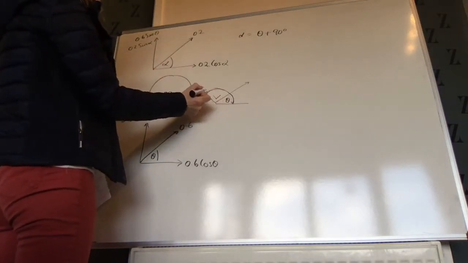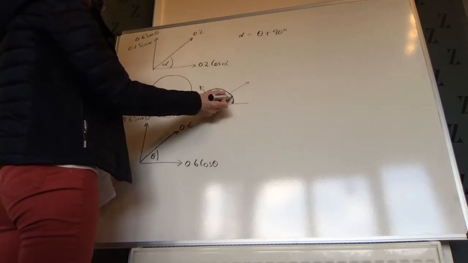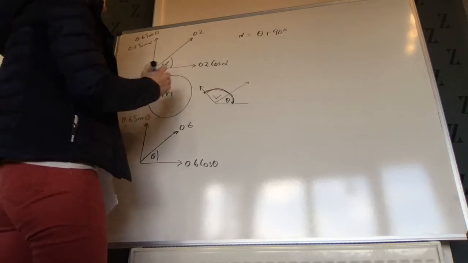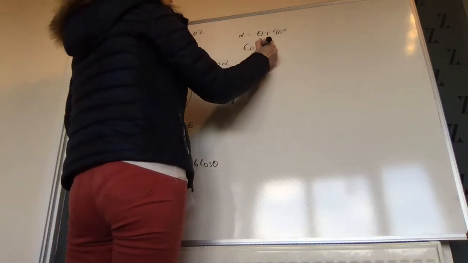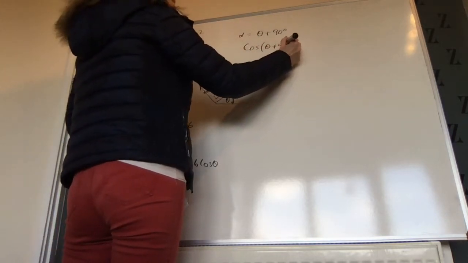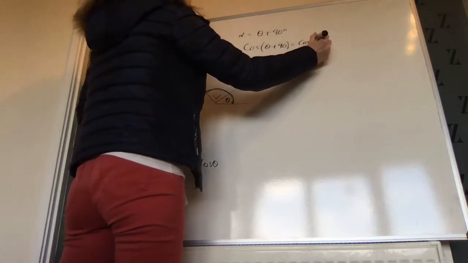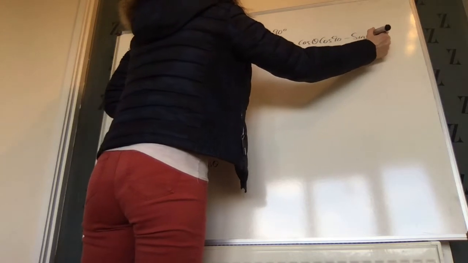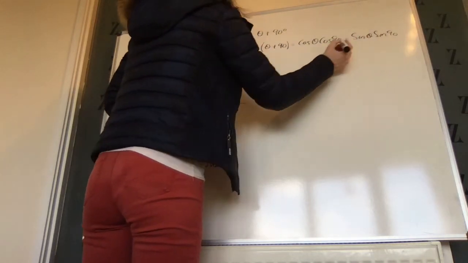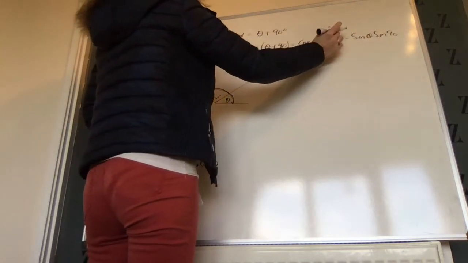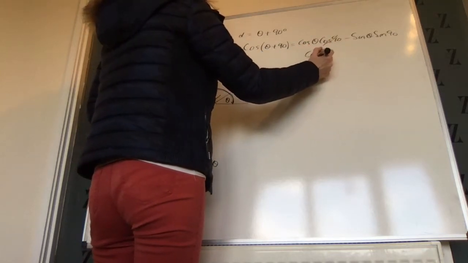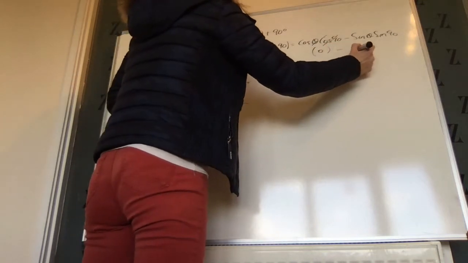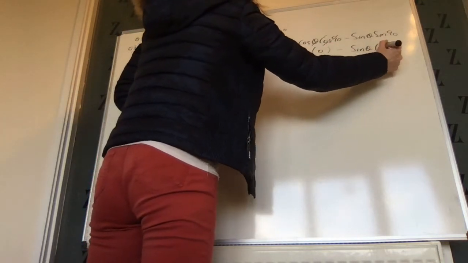So if it's rotated through 90 degrees, then the angle to the horizontal that it's now going at is theta plus 90. So we know that the cosine of theta plus 90 is equal to the cosine of theta times the cosine of 90, minus the sine of theta times the sine of 90. The cosine of 90 is 0, so the cosine of theta times 0 is all 0, minus the sine of theta, and the sine of 90 is 1.